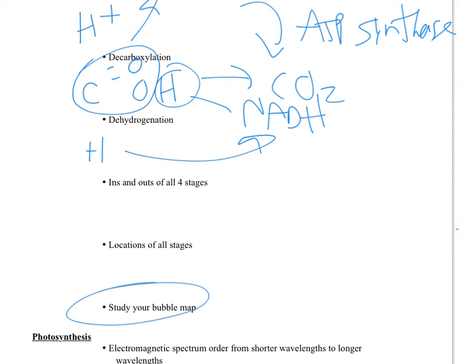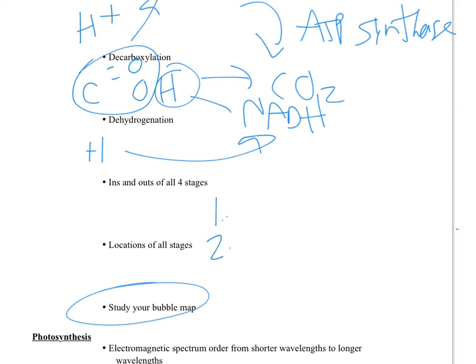You also should know the locations of all stages. Remember, stage number 1 requires glucose. It breaks down glucose. It needs 2 ATPs to break down the glucose. You end up getting NADH and ATP made, a net of 2 ATPs, and that is done in the cytoplasm.